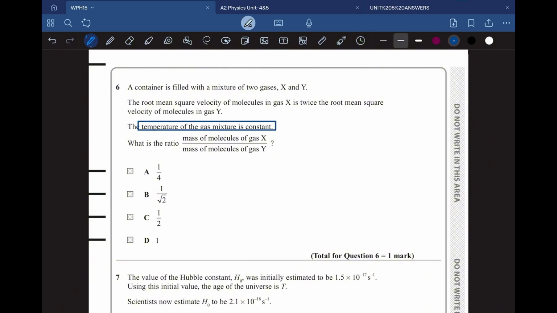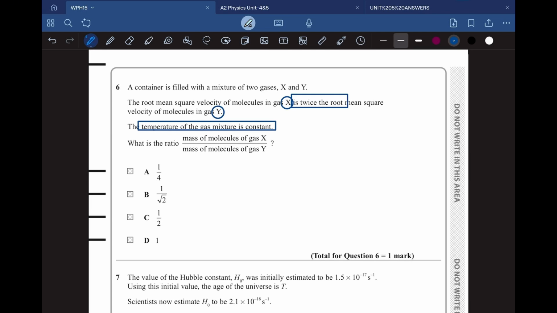Always annotate while solving the paper, just like the way I'm doing. Now it says, what is the ratio of mass of molecule of gas X to mass of molecule of gas Y? They were saying that the root mean square speed of X is twice that of Y. You will have to keep that in mind as well.